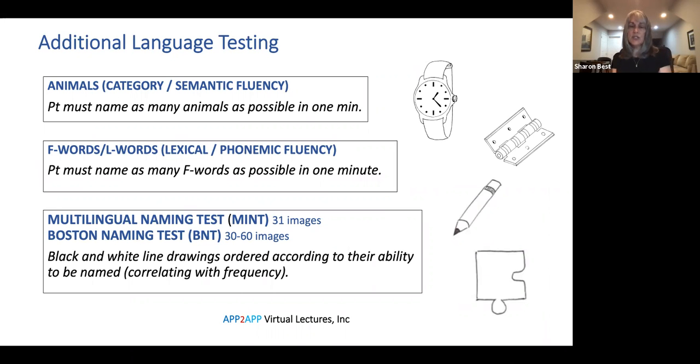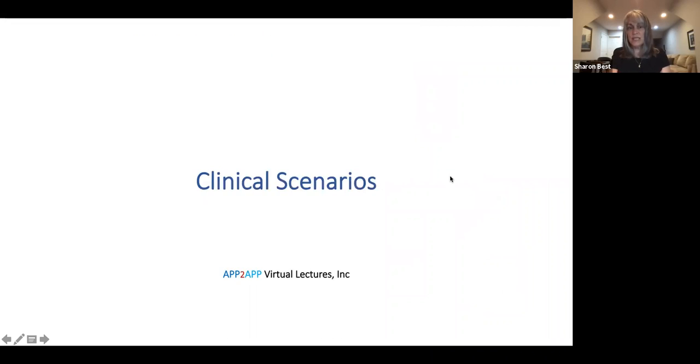We can test the patient by asking them to name as many animals as possible in 1 minute. That's called animal naming. It's testing semantic fluency. We can ask them to name as many F words or L words in 1 minute. We would be testing lexical or phonemic fluency. And then there's something called the multilingual naming test, or MINT, and the Boston naming test. So the 2 objects here are from the MINT. The other 2 below are from the Boston naming test. We start with higher frequency objects, and then we move to lower frequency objects to challenge the patient a little bit more towards the end of the test.